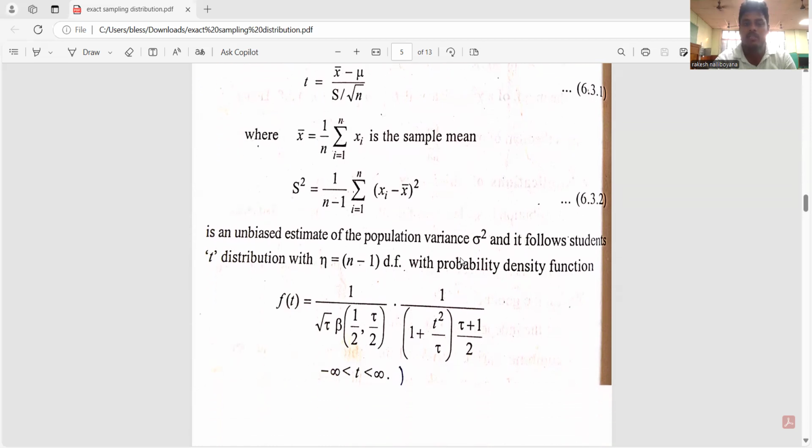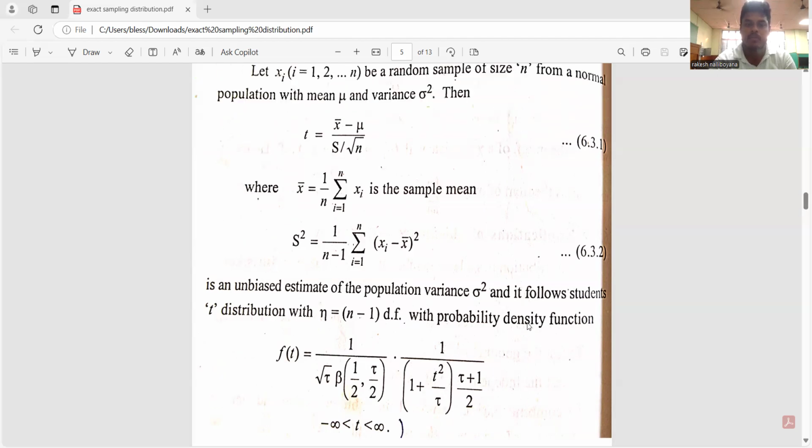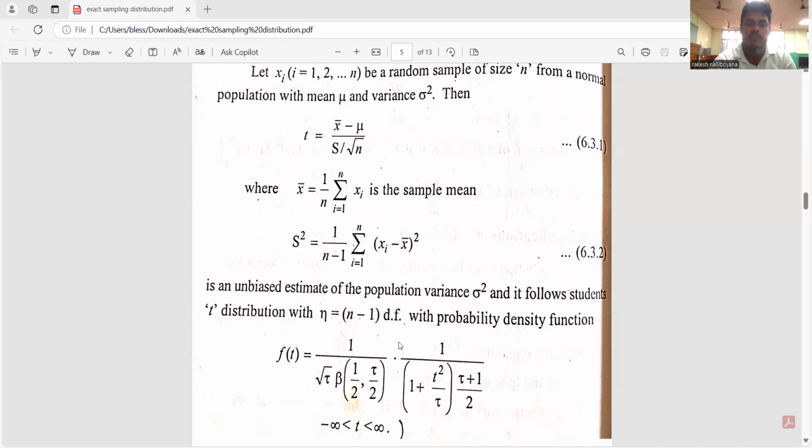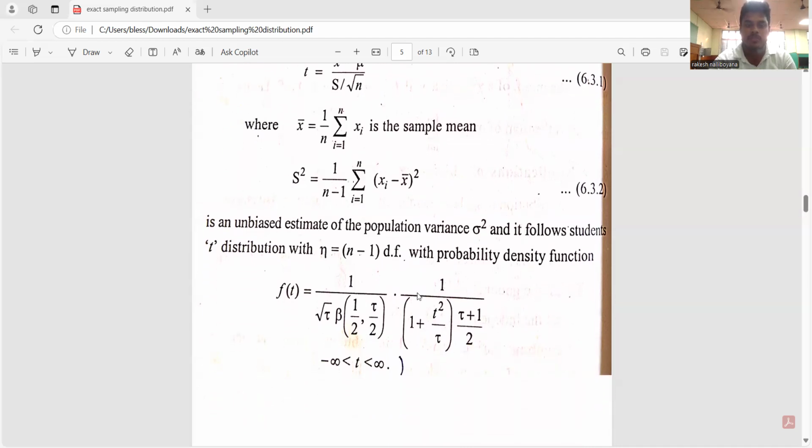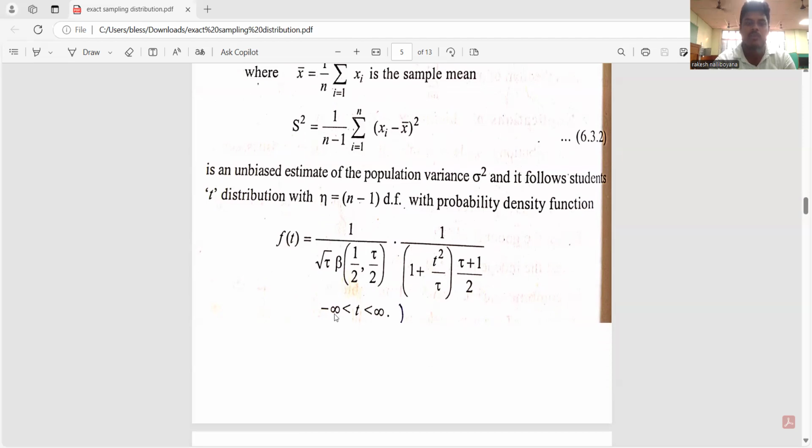Whenever the student distribution follows n minus 1 degrees of freedom, the density function would appear like this: 1 by square root of n beta of 1 by 2 comma n by 2, into 1 by 1 plus t square by n to the power n plus 1 by 2. So this is the density function of a T distribution. So the T distribution always lies between minus infinity to plus infinity.